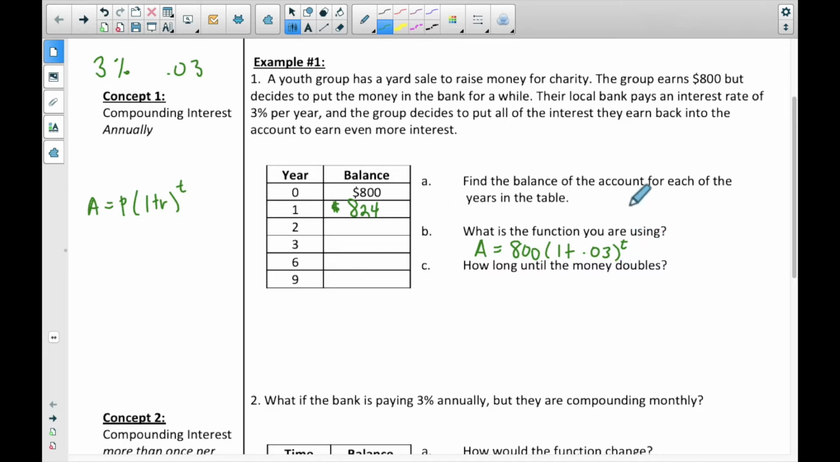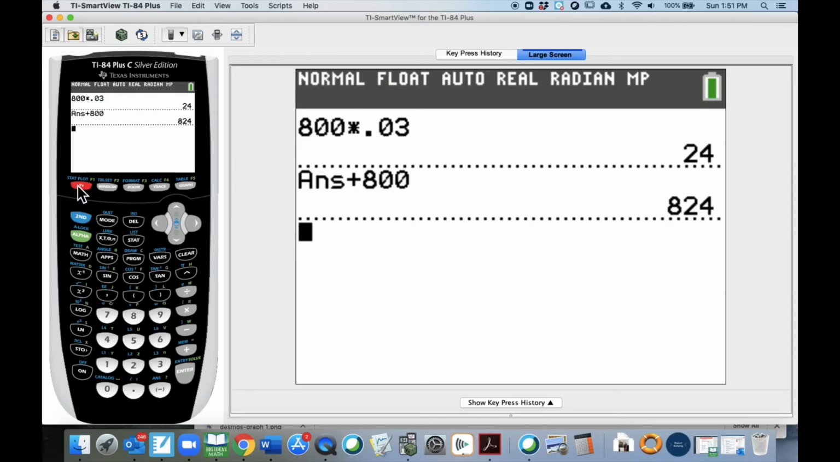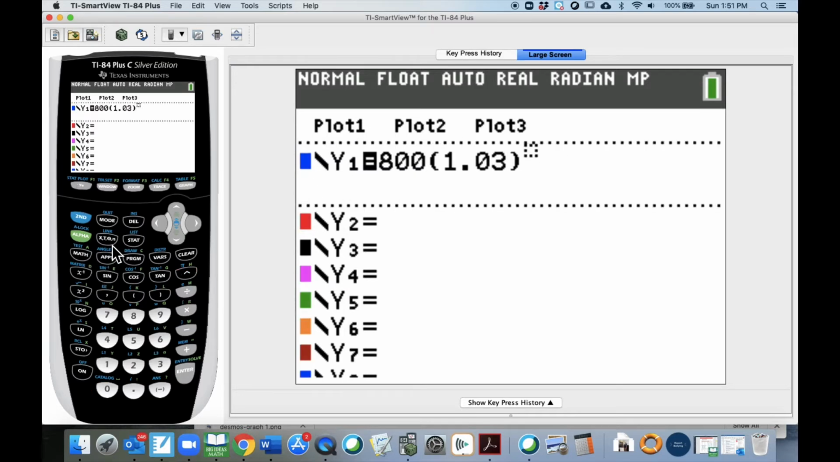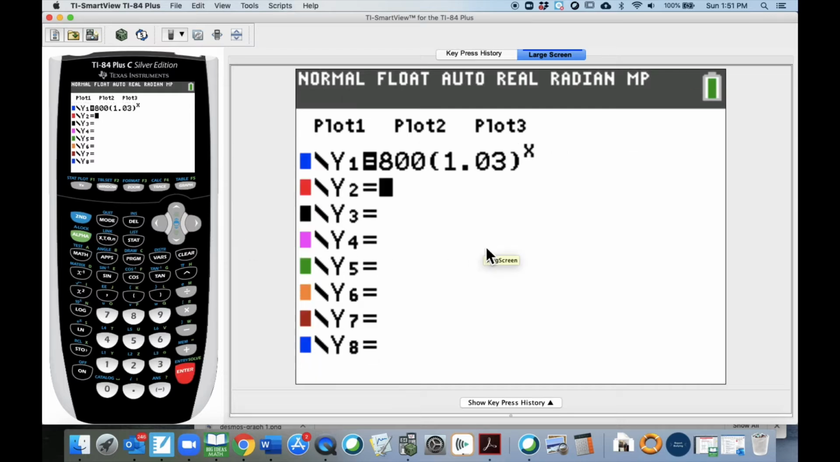If we go back to our calculator, we can put that into our y equals and then just use the table. One thing about the table I have set up here: notice that there is a break between 3 and 6 and 6 and 9. In other words, if you just start writing down numbers, you're going to write them down wrong. Okay, let's go back to the calculator and put that into the y equals button. So I'm going to go to y equals 800 times 1.03 to the x power. And now I'm going to hit enter.